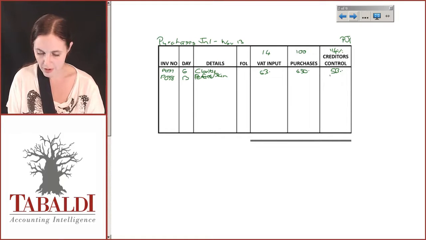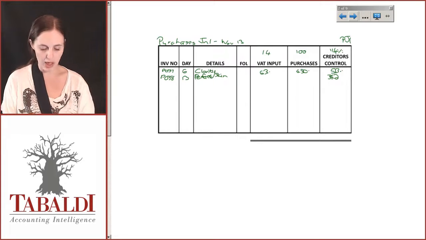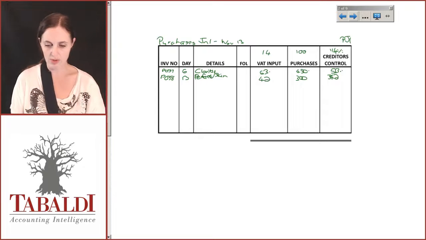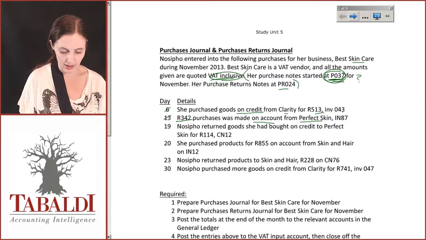And it was for 342 rand. Again, divided by 114 times 100 will give me 300 rand, and my VAT is 42 on that item. That's the second one done.